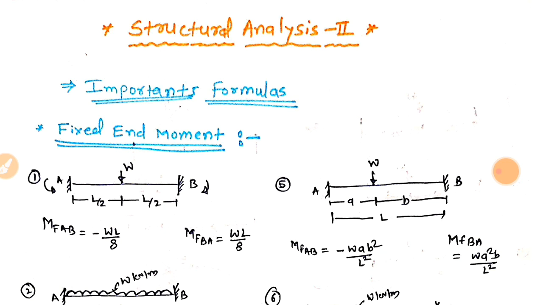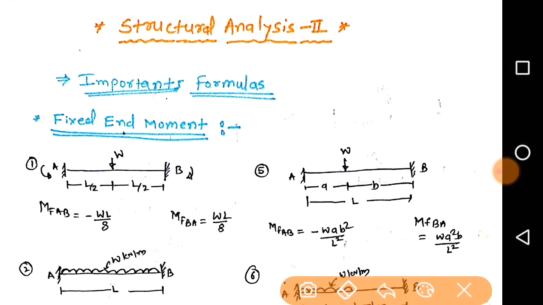Our first condition is a fixed beam carrying a central point load W acting at the center. What will be the fixed end moment at A and at B? That we have to discuss. We consider the first moment anti-clockwise and the second moment clockwise for a particular span. Clockwise moment is positive and anti-clockwise moment is negative. So in this case, the first moment will always be negative and the second moment will be positive.